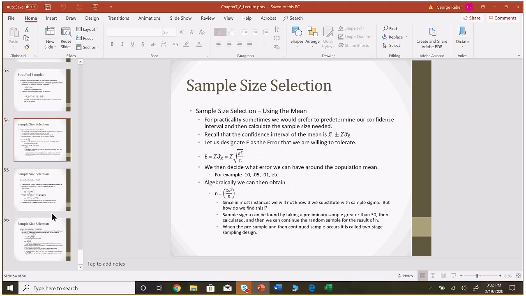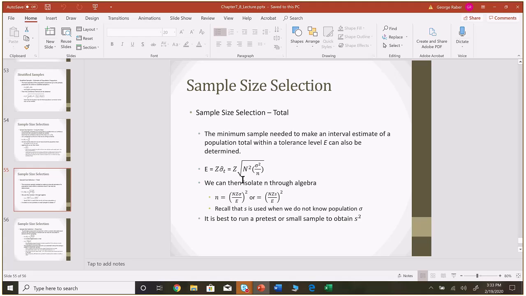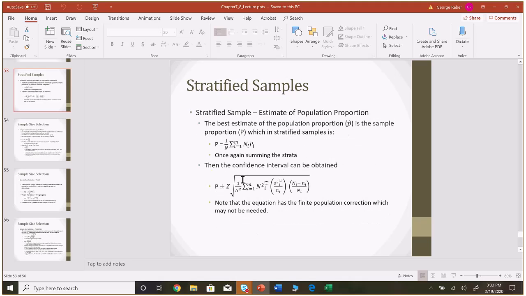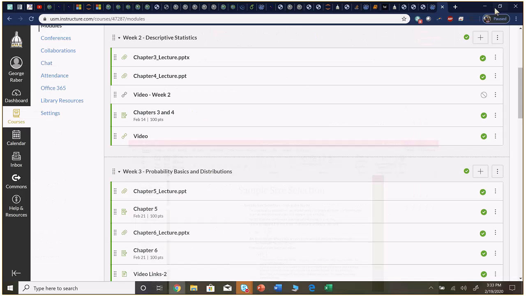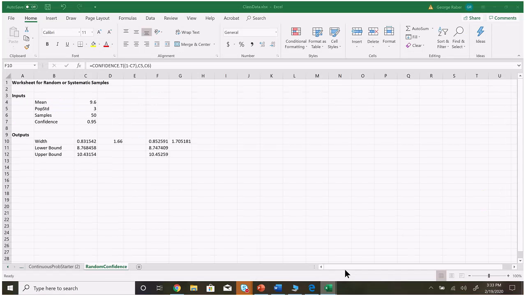And then the last thing here is sample size selection. We may cover this next week, but if we don't get to it, these formulas are pretty simple. We're just finding out how many samples we need given a certain confidence interval. We could already kind of do that. Let's say we want the confidence interval to only be 2 units wide.